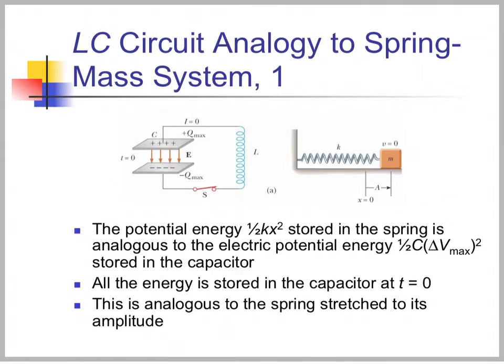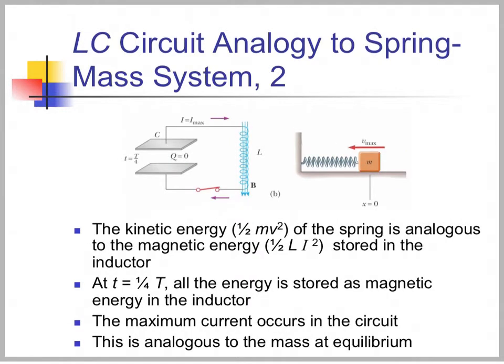Now this is analogous to a mass spring system, where the potential energy, 1/2 kx squared, stored in the spring is analogous to the potential energy, Q squared over 2C, stored in the capacitor. All of the energy is stored in the capacitor at t equals 0. That's the same as the spring being stretched to some amplitude. So, as the mass moves forward, the kinetic energy increases, and that's analogous to the magnetic energy, the 1/2 L i squared, stored in the inductor.